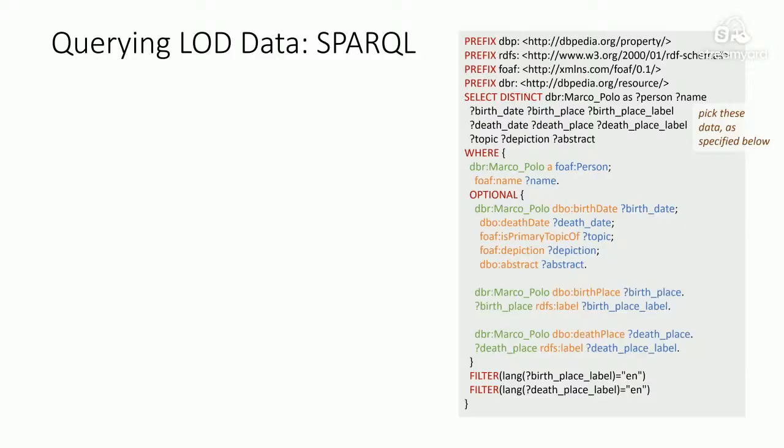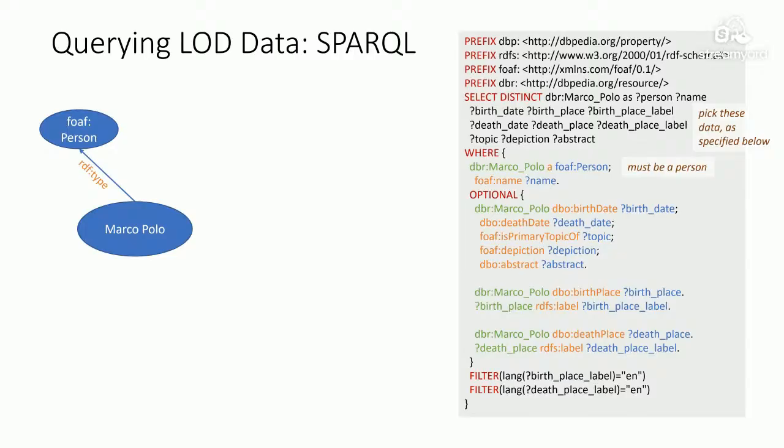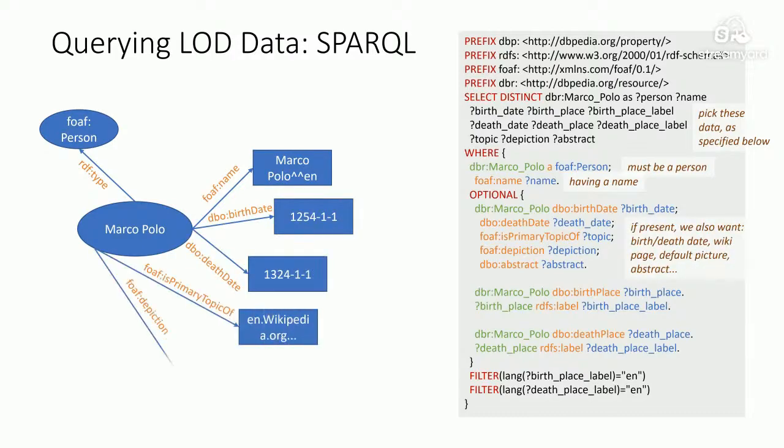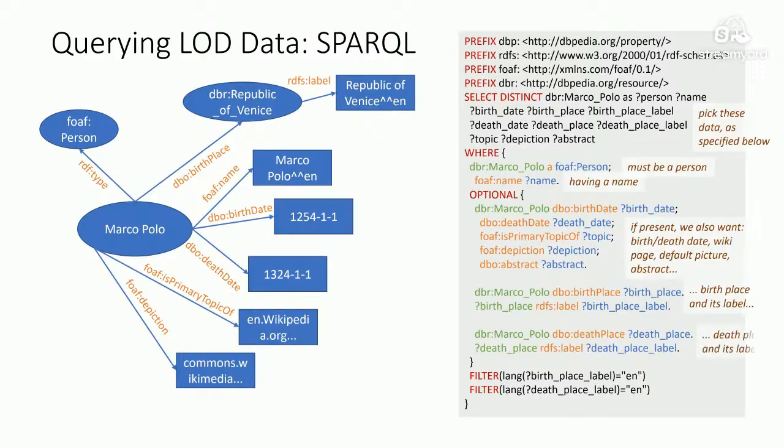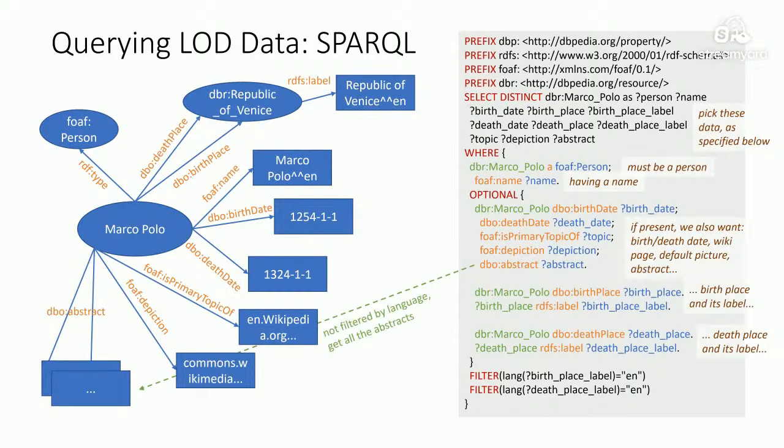So here we want only a person, and this will be filled in the person variable, having a name in the name variable. Optionally, if available, we'd like also to get a birth and a death date, a wiki page, a default picture, an abstract, and so forth. And we also want the birthplace and its label, and the death place and its label. And finally, we want only English labels for places. So just like in the semantic web, we have a global unique model for our data, we also have a global unique language to query it. And that's SPARQL.